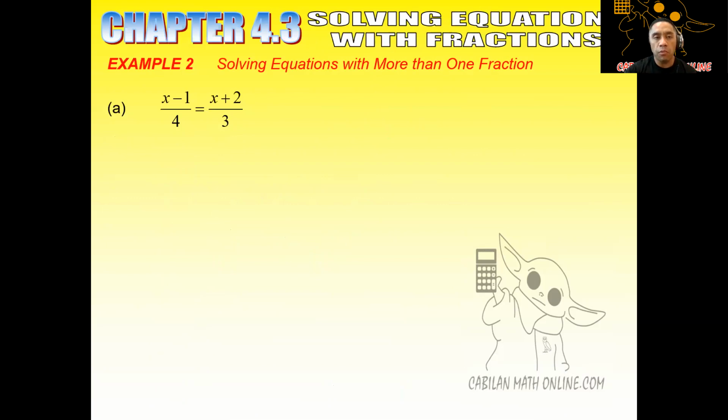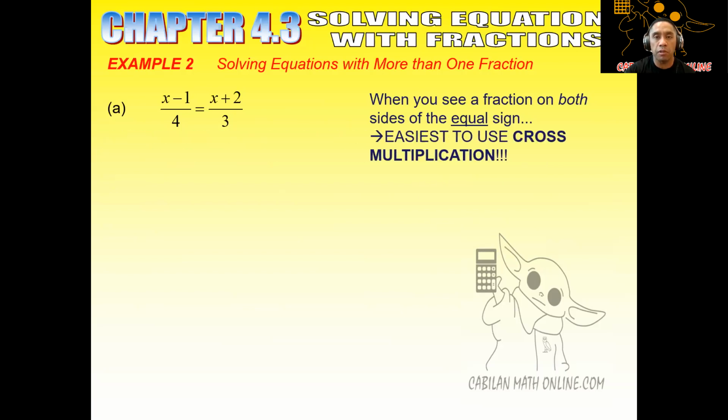That's why when I demonstrate this, when we see fractions on both sides of the equal sign, like I said, the easiest way to get rid of the denominator is simply just to cross multiply. Now, I want you to see that when I multiply the 4 to the other side and the 3 to the opposite side using cross multiplication, we're actually multiplying it to 2 terms. So in the next step here, I'm just going to rewrite this, and you're going to see that the 4 is going to distribute itself to the x plus 2. And the 3 is going to distribute itself to x minus 1.